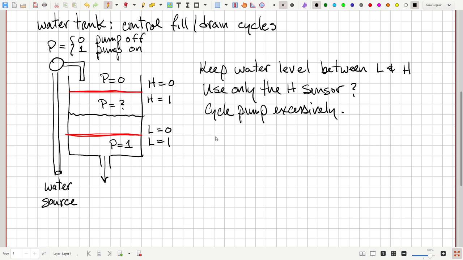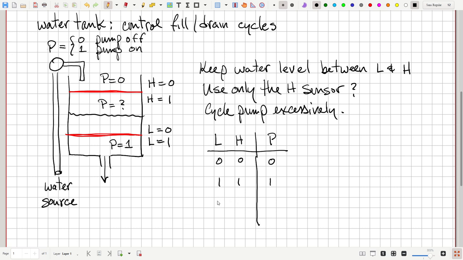We can make a truth table. Here's the L sensor output. Here's the H sensor output. And then here is the P logic function. Okay, so let's just sketch this out. If they're both 0, right, 0 is when you're above the sensor, then you're up here in this region above the H level, and P should definitely be equal to 0. Let's put in the case where they're 1, 1. That's where we're down here. We're below both of the levels, so definitely we want P to be on.